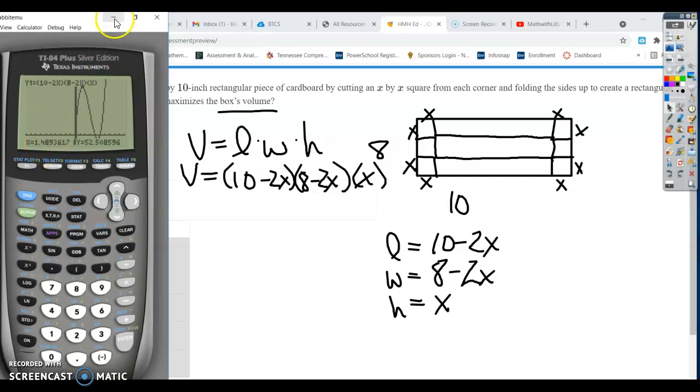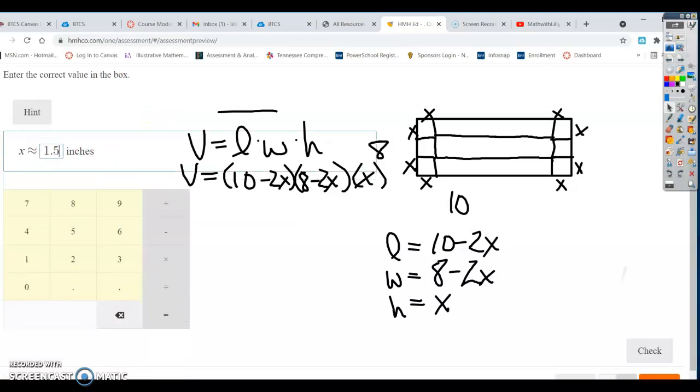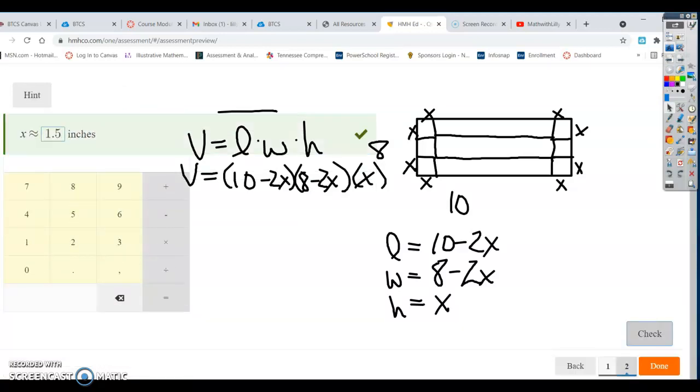And the reason I'm saying 1.5, if you remember, it says round to the nearest tenth. So x should be about 1.5. And that's how you would find the length of x.